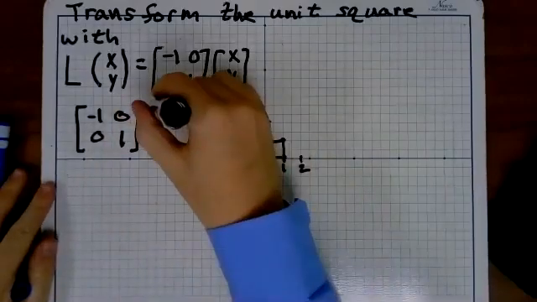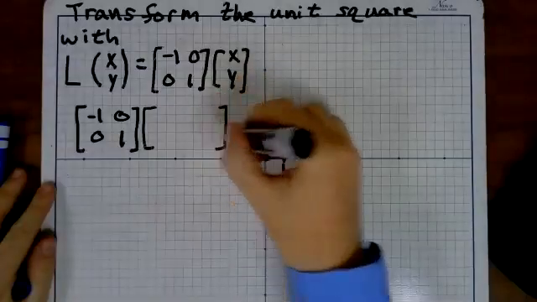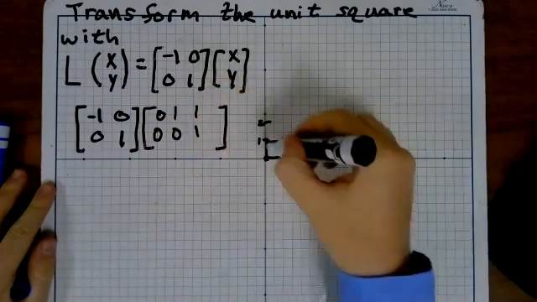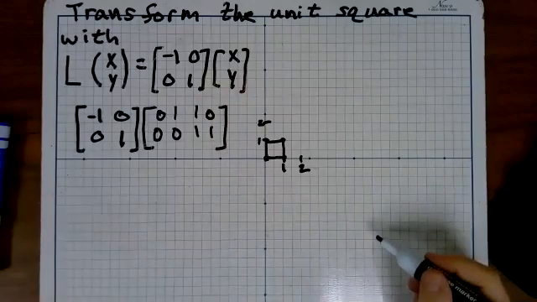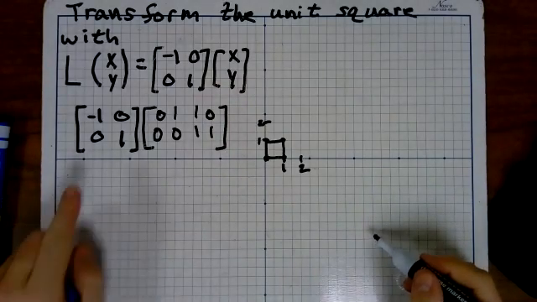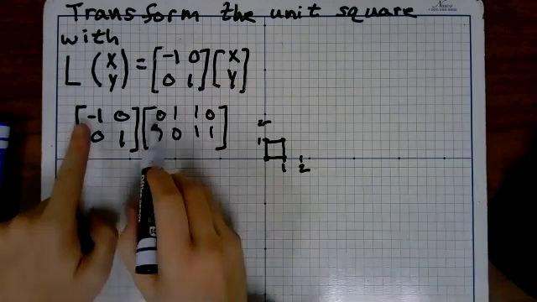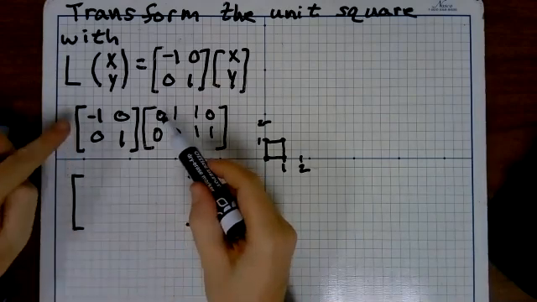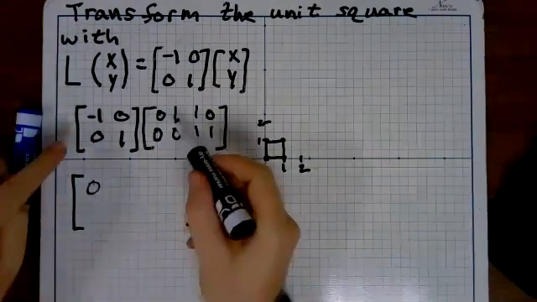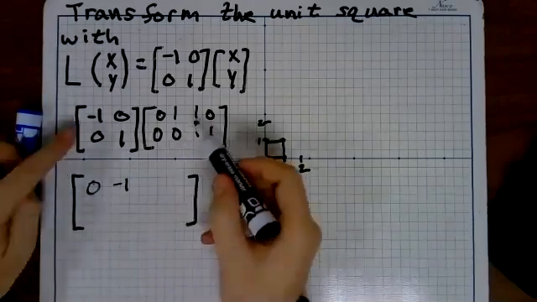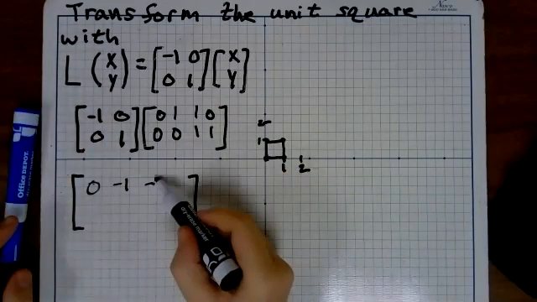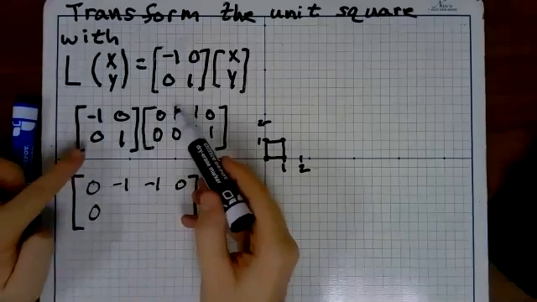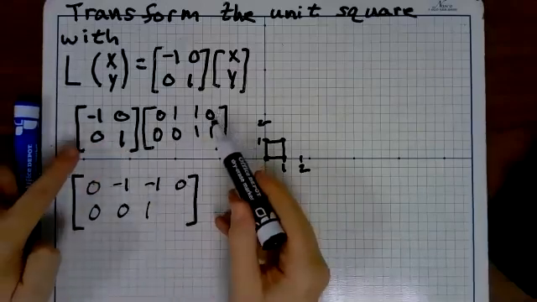And we need to multiply it by the unit square, which has points at 0, 0, 1, 0, 1, 1, and 0, 1. So let's try it. So we have 0, 0 gives 0. Negative 1, 0 gives negative 1. Negative 1 plus 0 is negative 1. 0 plus 0 is 0. On to the next row. 0 plus 0 is 0. 0 plus 0 is 0. 0 plus 1 is 1. 0 plus 1 is 1.